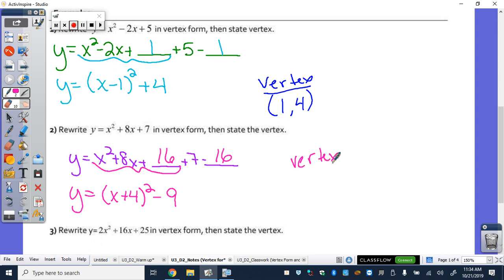Where's our actual vertex, though? (-4, -9). Again, the number that comes out from x, you just change that sign, the other one stays the way it is.